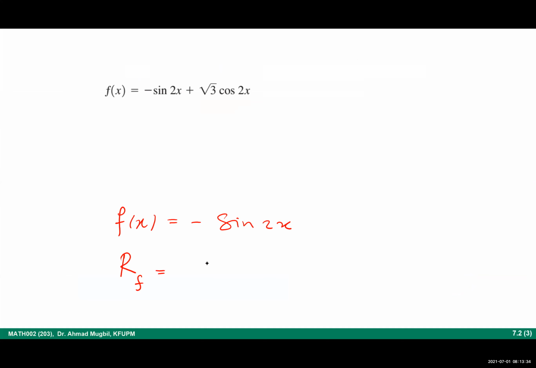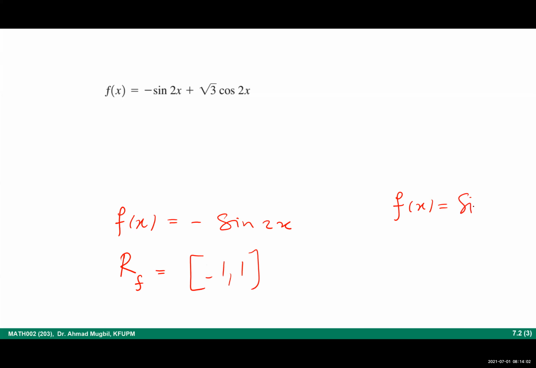Anyone? What is the range? Yasir, I cannot hear you. Are you talking? No one knows, ya Shabab, what is the range of this function? Are you kidding, ya Shabab? -1 to 1? Of course.